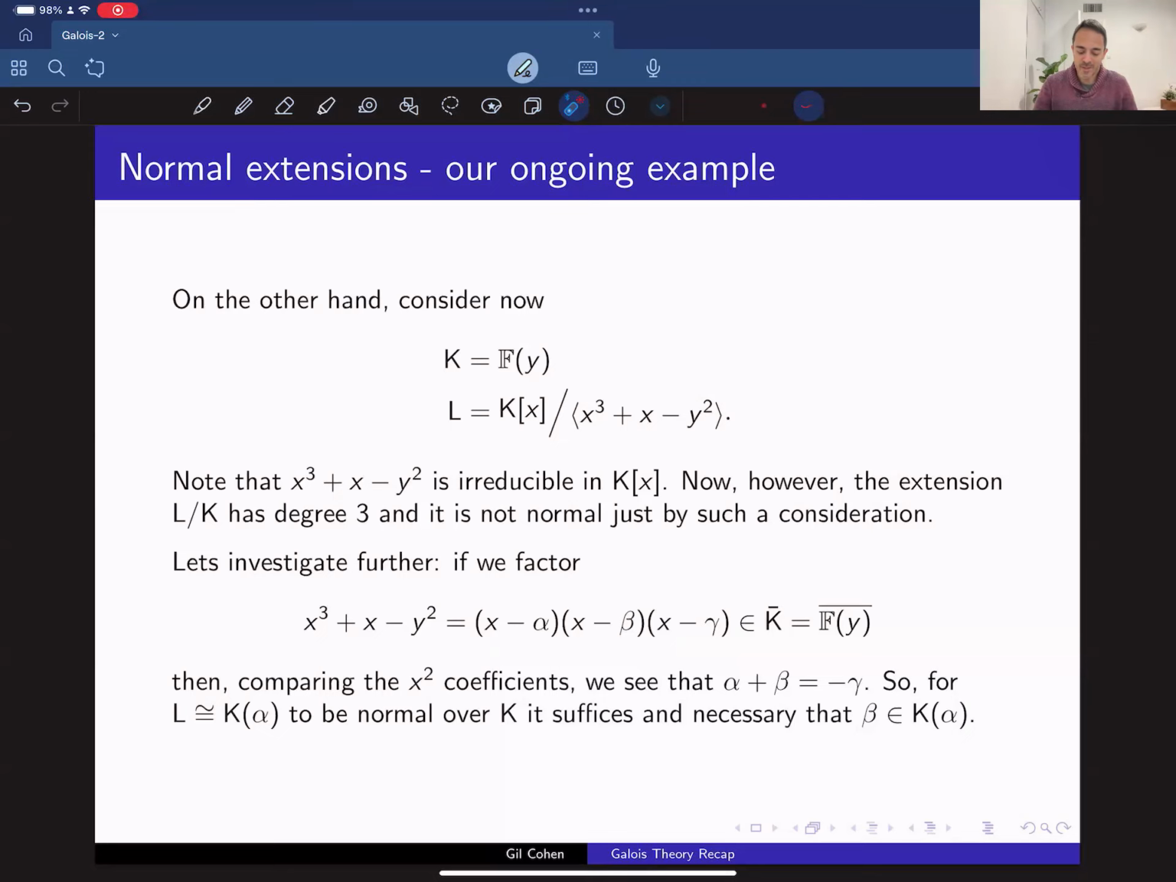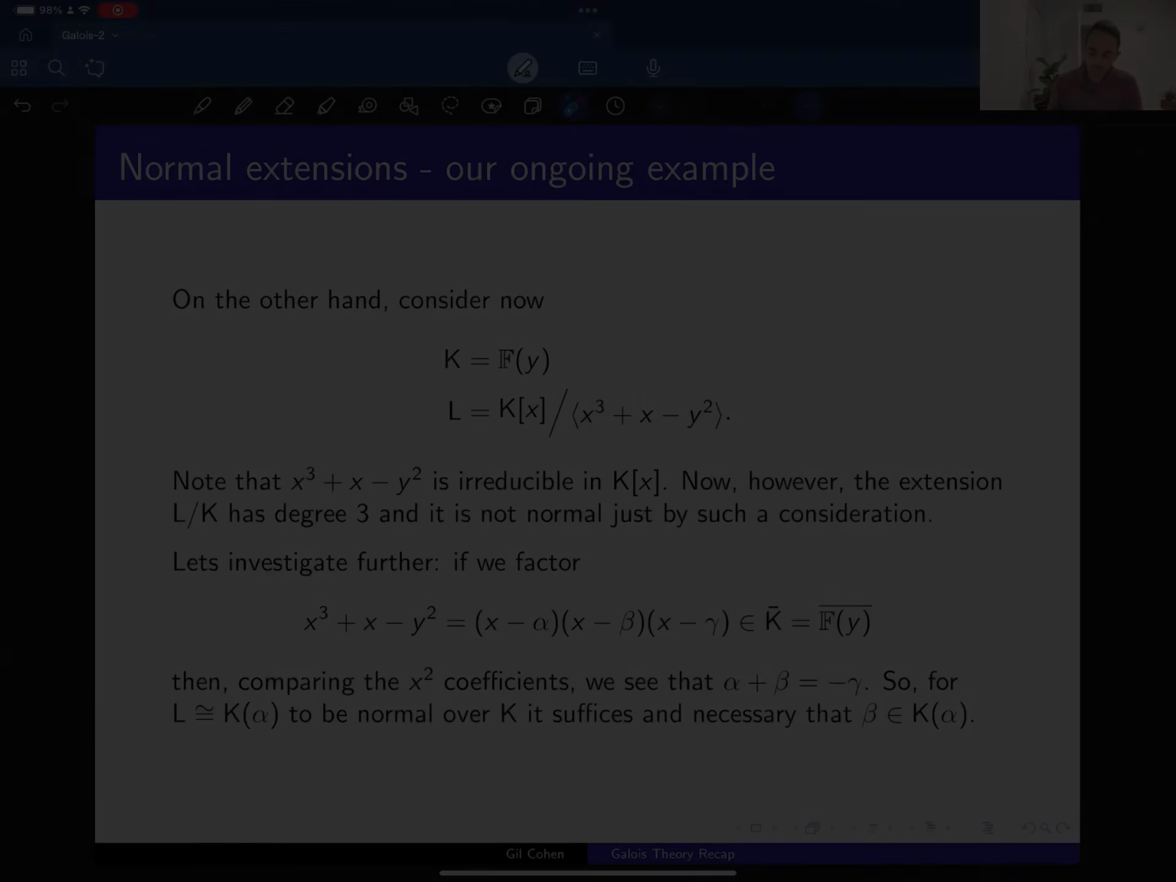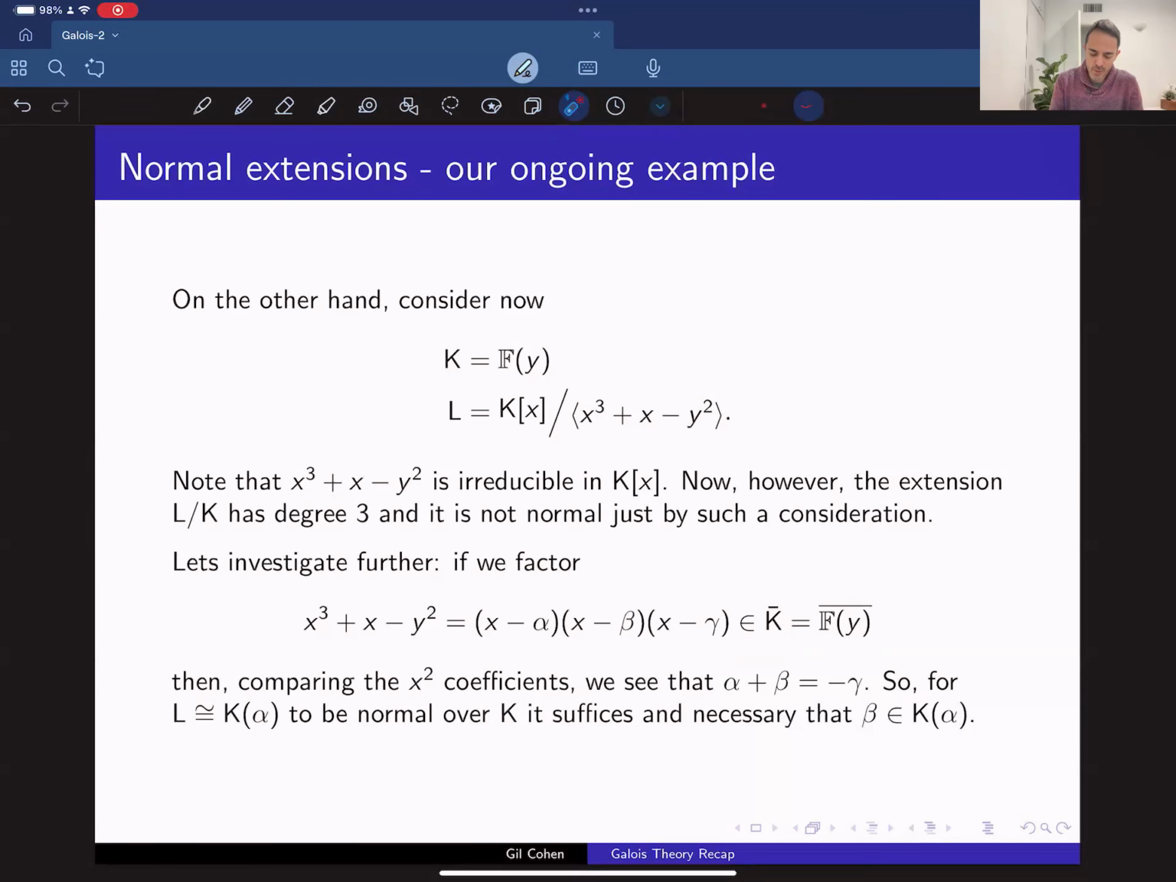I mean, I don't know alpha, beta, and gamma. We need to solve this equation over F(y), like finding something in the algebraic closure of F(y). But I do know this. And we also know that L, something we talked about before, is isomorphic to K(alpha), because dividing by the polynomial is isomorphic to adjoining one of the roots of this irreducible polynomial. So L is K(alpha) essentially.